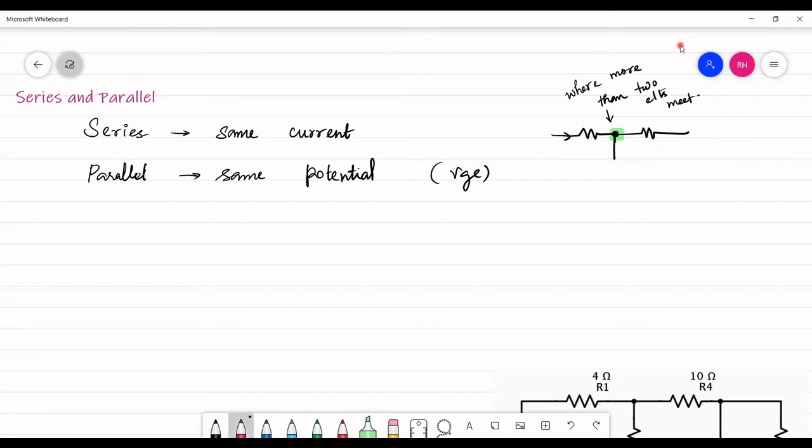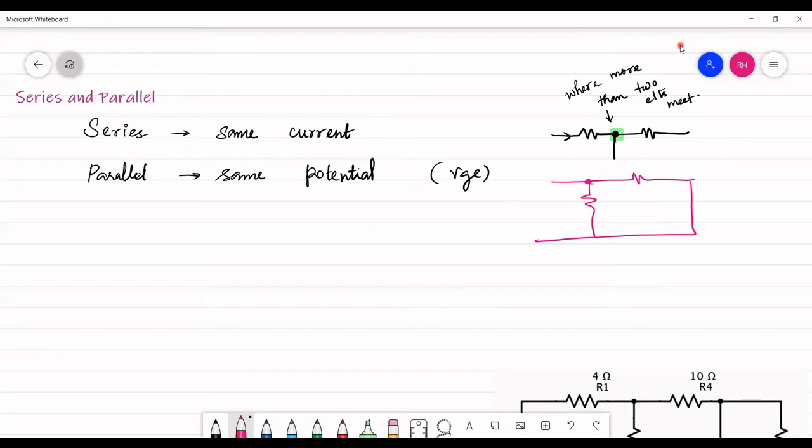But now, talking about the parallel case, it is a little difficult to identify. Most of the time students make a blunder: if such a circuit is given, they somehow understand it this way, and they say these two resistors are connected in series, but they are not actually connected in series. They experience the same potential.